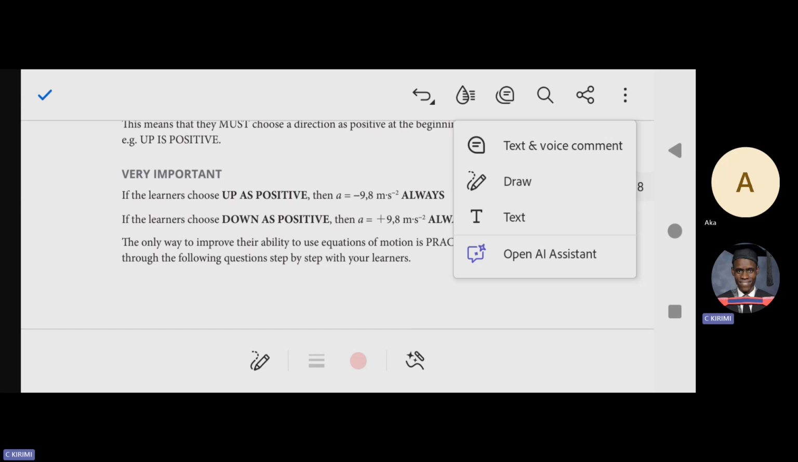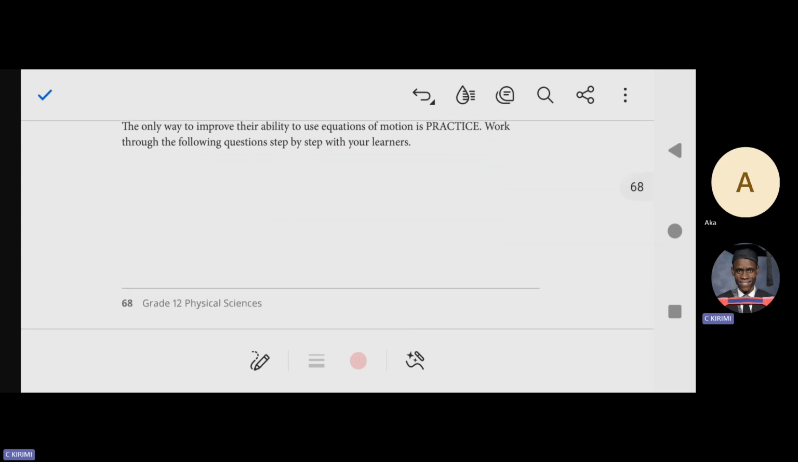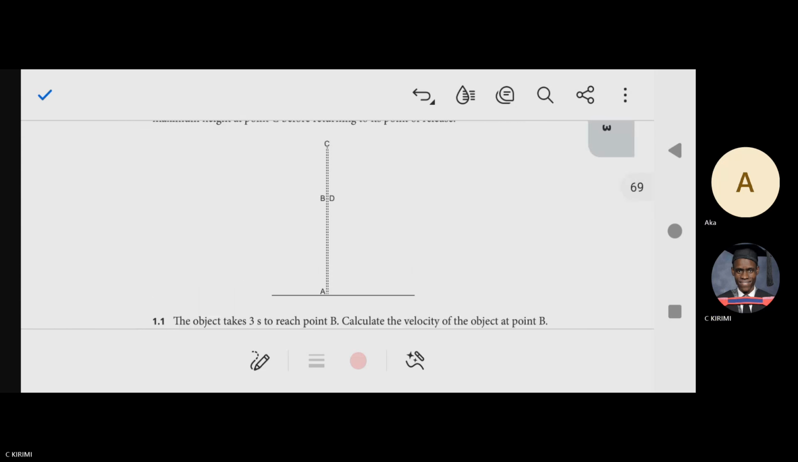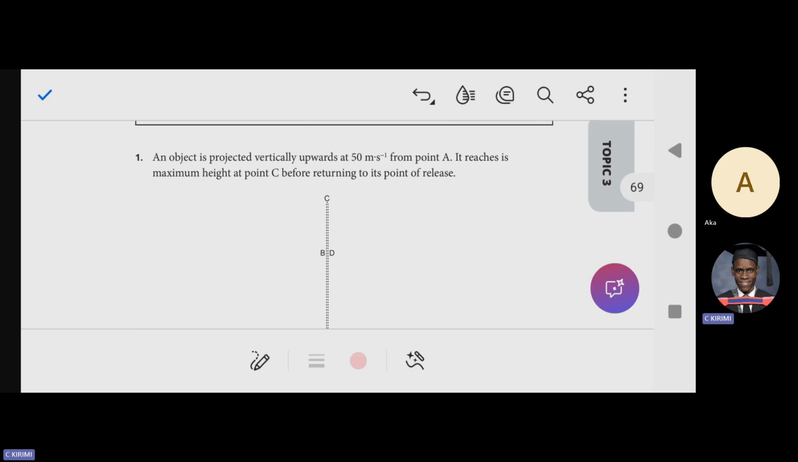So when acceleration A is negative, which means upward is positive, I know it's negative, like what we were doing in that question. So, right, let's start with this one.